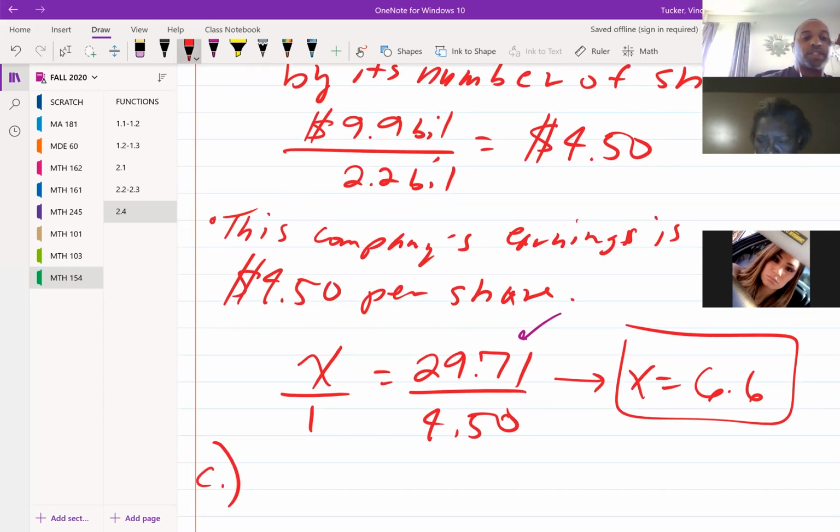All right, question before we look at C. You said where did 29.71 come from? Let me show you. Oh no, hold up. Get that out of here. All right. Why does it think, hold on.